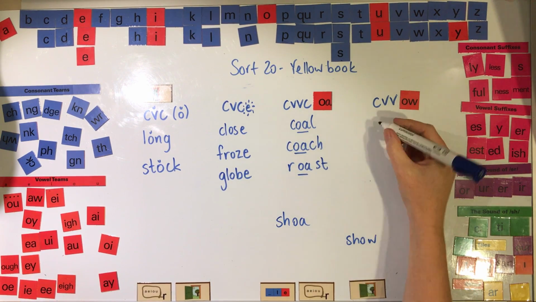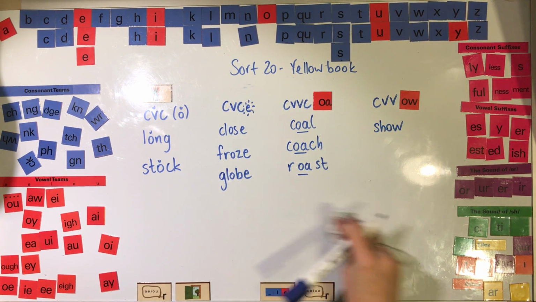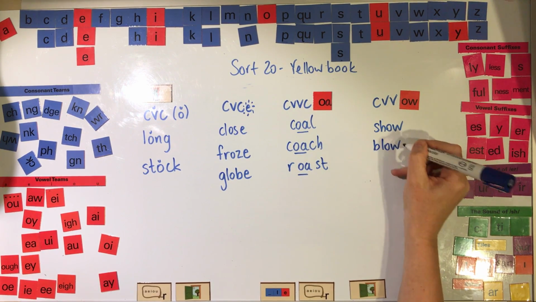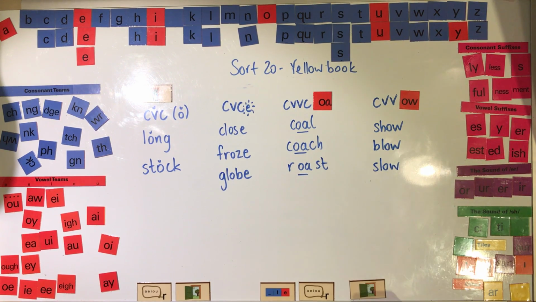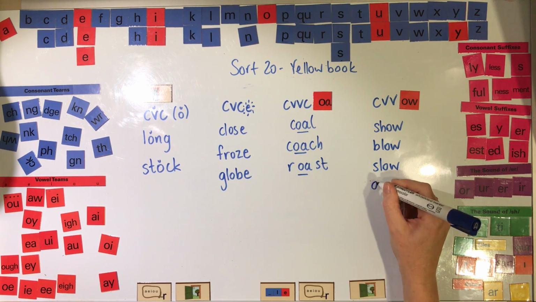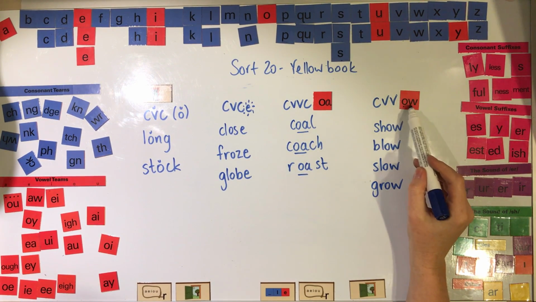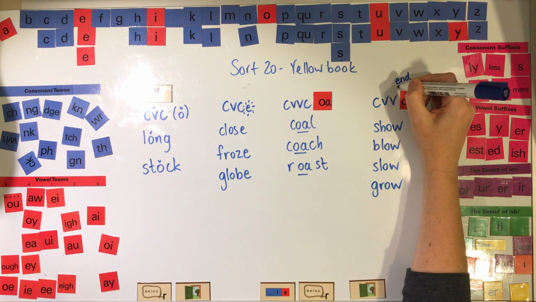Hopefully you can see this one is correct. So I'll put this in this list. Show. I want to show you my new toy. Blow. Blow out the candles. Go slowly. Slow down. Grow. Hopefully you're seeing it's a very obvious pattern, this OW is always at the end.